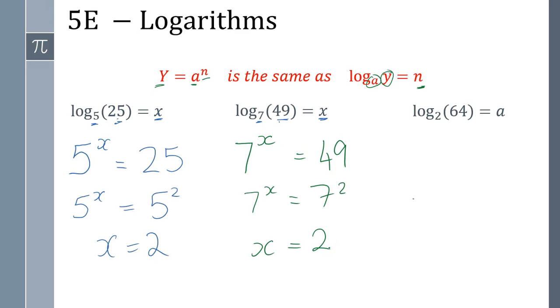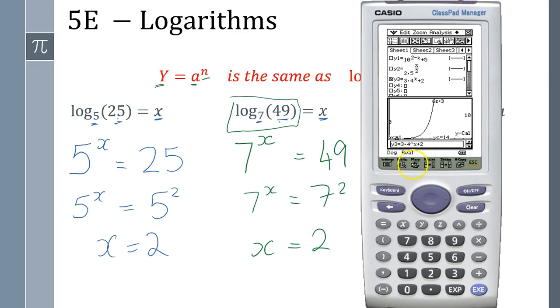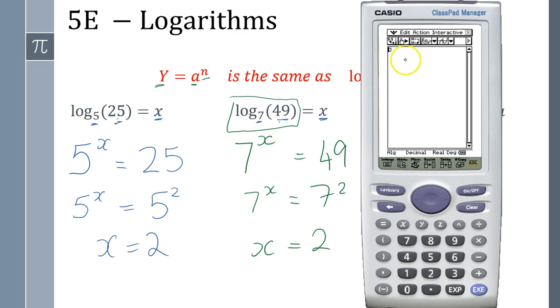The reason we're doing this is so that, if you had something like this, 7 to the power of what equals 49, the current methods that we have is really guess and check. We keep squaring it, cubing it until we get to 49, but it is trial and error. Whereas this here, we can actually put in our calculator. So I'm going to do that, log base 7 of 49 on my main screen.